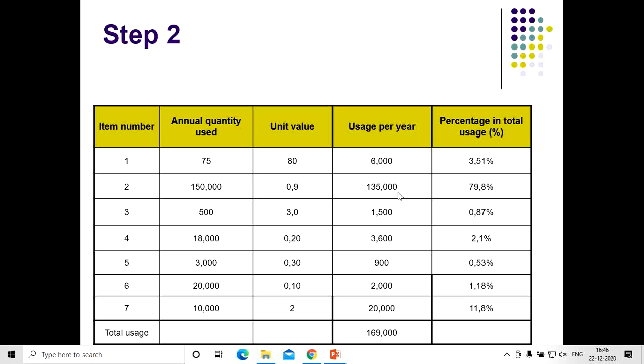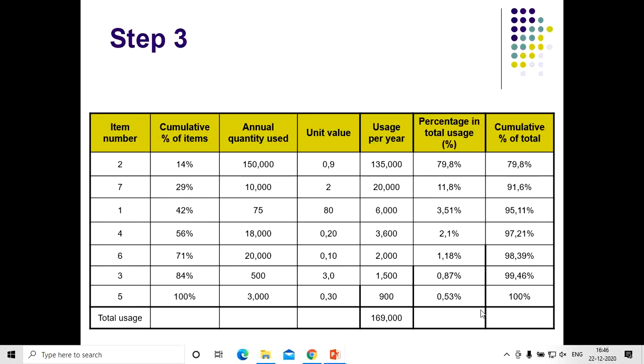If I go on doing this, I will get for item number 2 a percentage usage of 79.8, item 3 0.87, item 4 2.1%, item 5 0.53, item 6 1.18, and item 7 11.8. Okay, now I'm heading for step number 3. Step number 3: I already have usage per year and percentage usage.